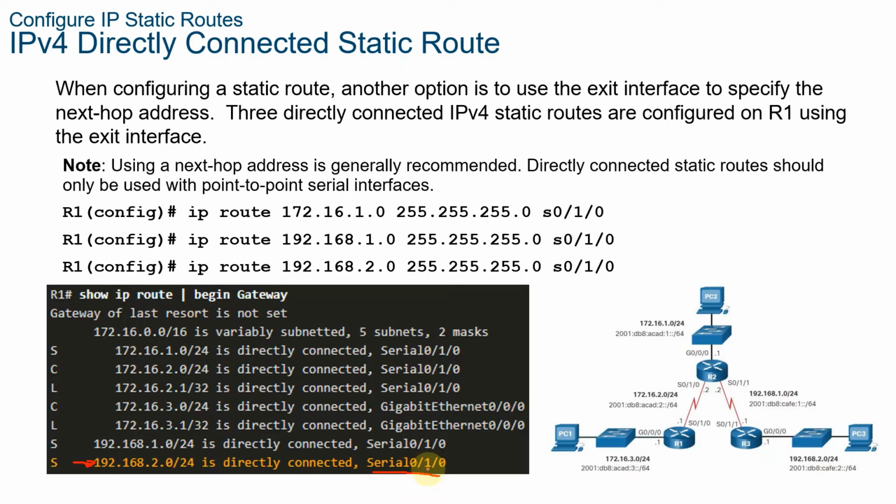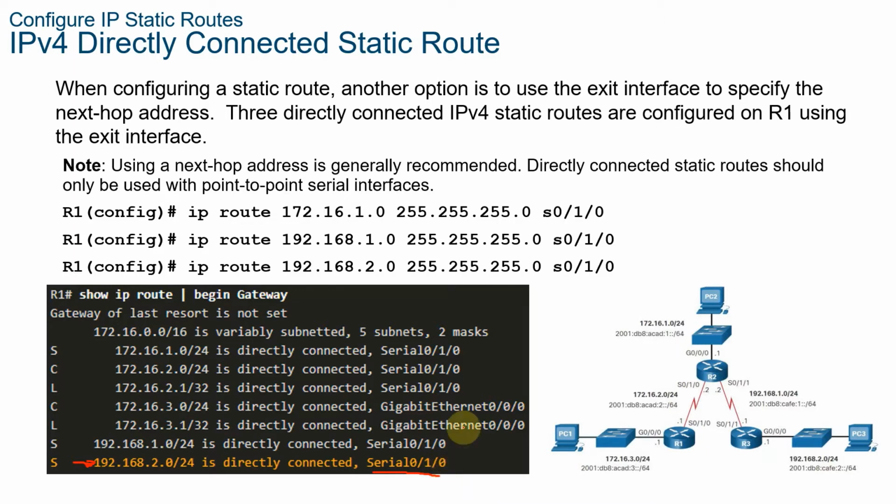All right, so take note, this is a very important note here. Using the next hop address is generally recommended. Directly connected static routes should only be used with point-to-point serial interfaces, as in this example. Take note that we can use the exit interface here because we only have a point-to-point connection. Whenever we connect routers using serial interfaces, we can make use of the exit interface.